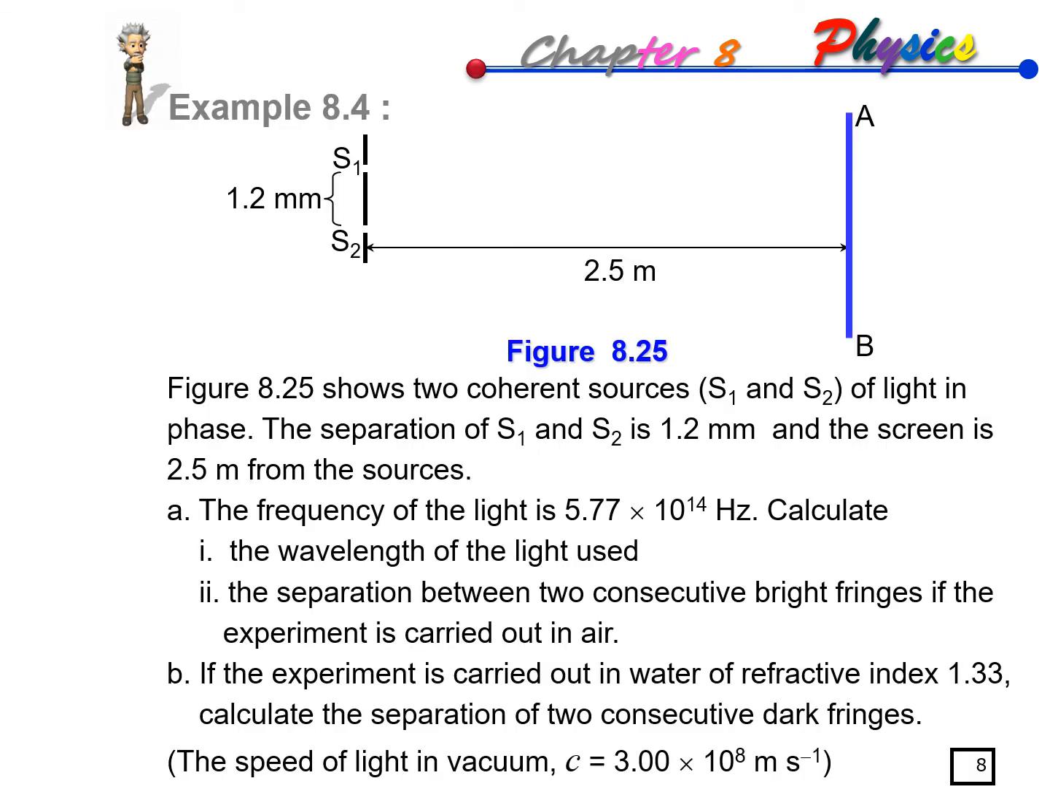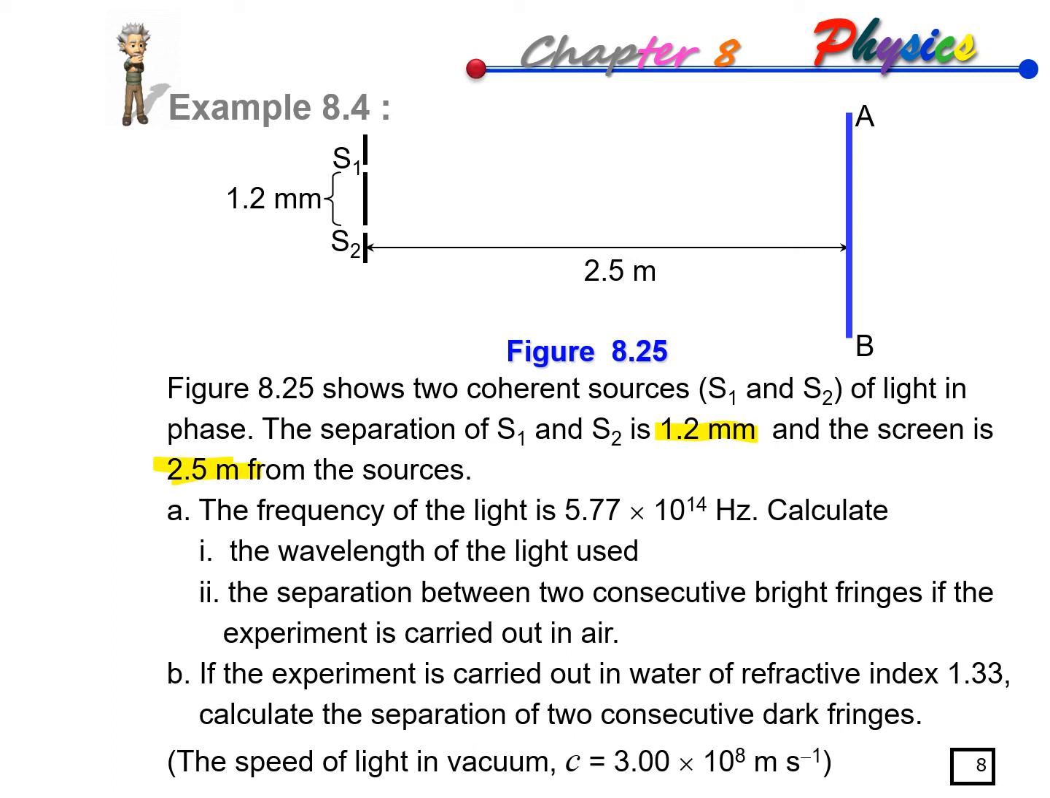For the last example for double slit, example 8.4, you have two coherent sources S1 and S2, with light in phase. The separation of S1 and S2 is given, and the screen is 2.5 meter from the sources. You already have it in the diagram here, 1.2 and 2.5.